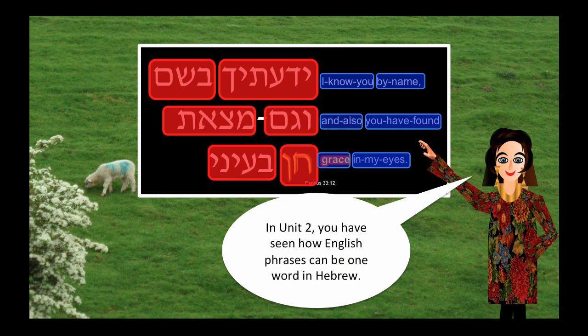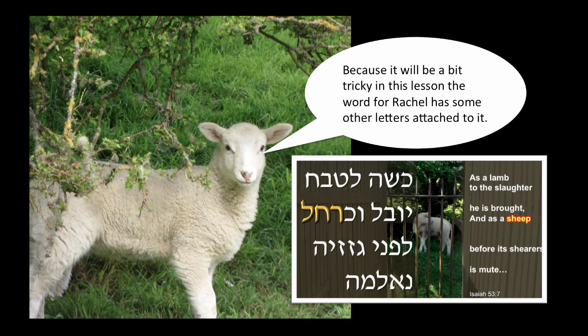Okay, you remember we had the intro to Unit 2, and you got to see how English phrases can be one word in Hebrew. And as you notice here, we have 2 words on each line, and I made it so there's 2 phrases on each line that reflect the Hebrew. So you remember that concept, right? Good. Because it's going to be a bit tricky in this lesson, because the word for Rachel has some other letters attached to it.